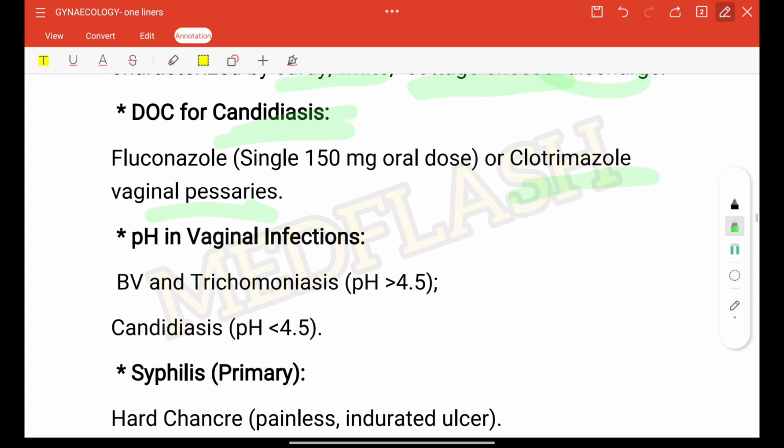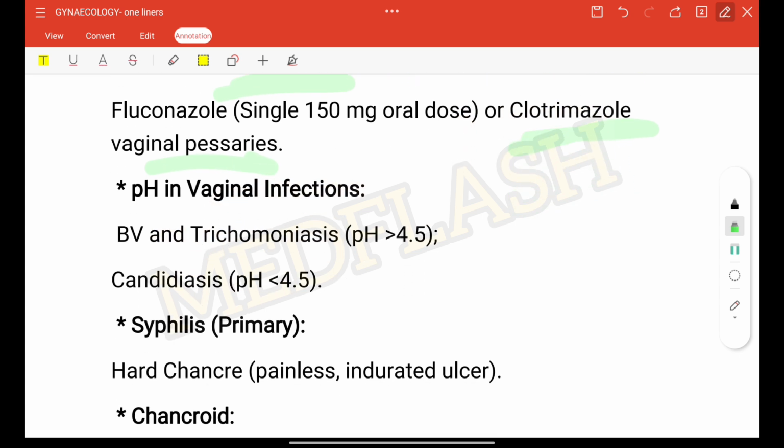In vaginal infections, in the case of bacterial vaginosis and trichomoniasis, pH is greater than 4.5. In the case of candidiasis, pH is less than 4.5.